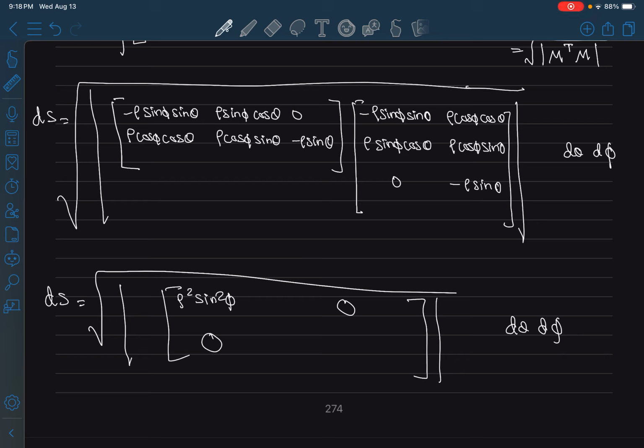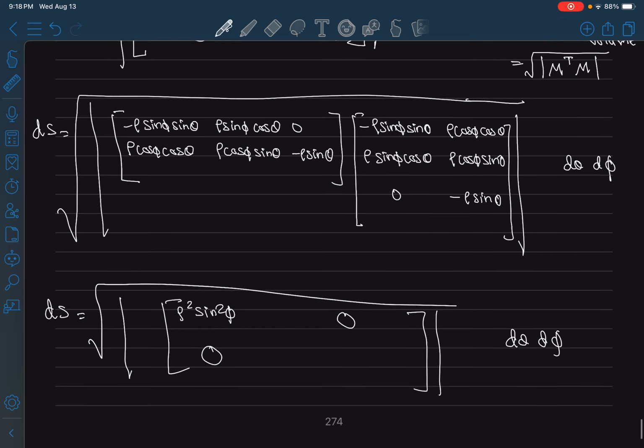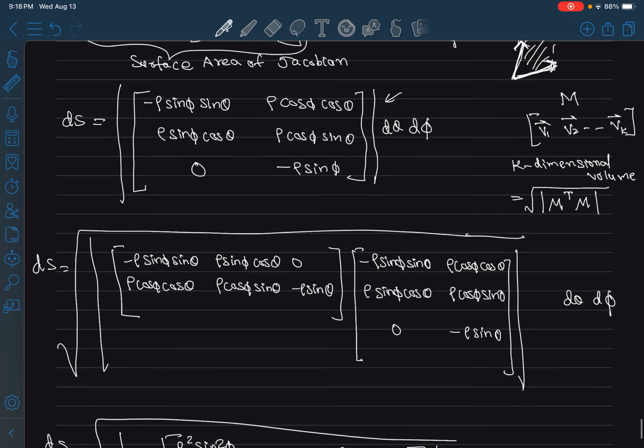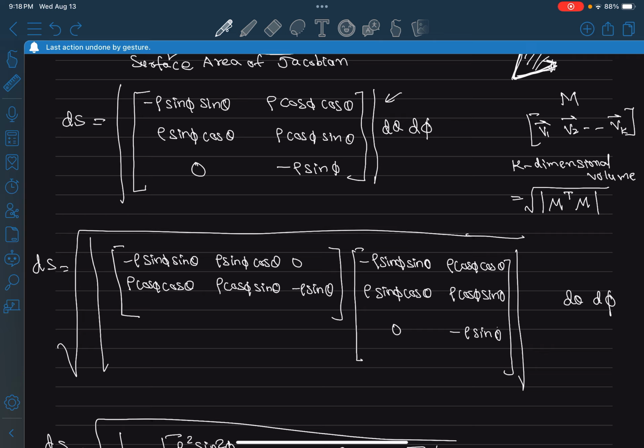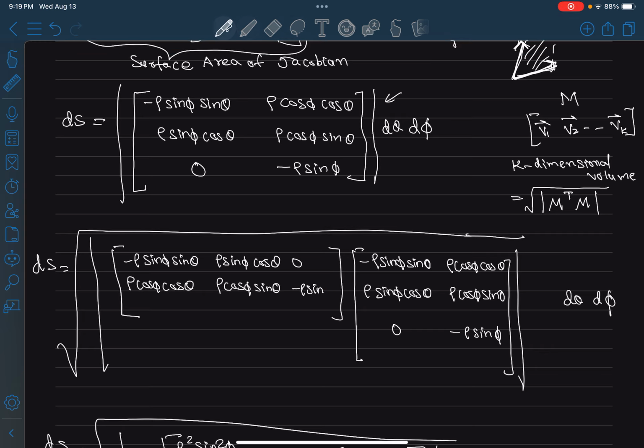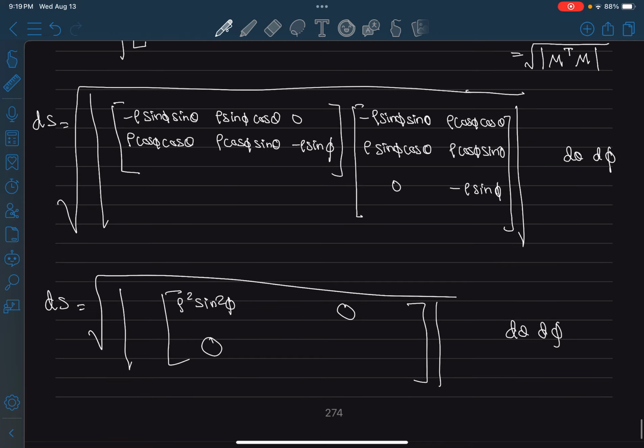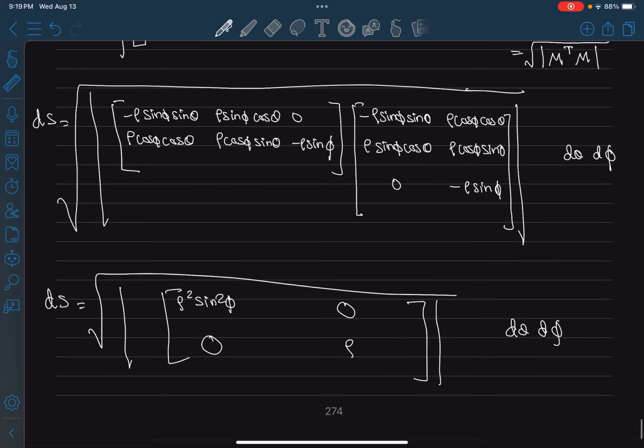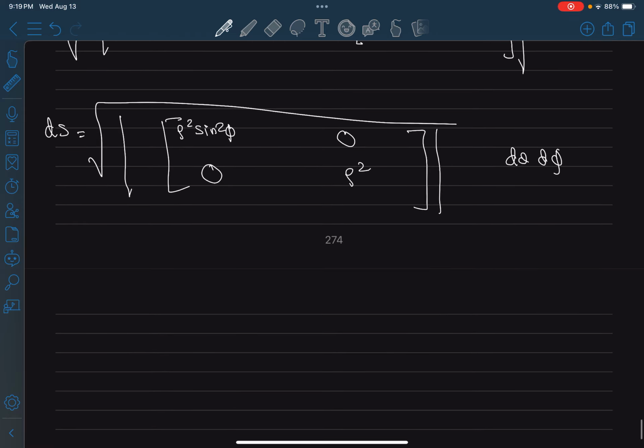Oh, wait. Let me do it again. Rho square cos square. Okay, I think this is sine phi. Okay, now it makes sense. Yeah, and if this is sine phi, this is also sine phi. And then in that case, this is rho square cos square phi plus rho square sine square phi, which is rho square. So see, I told you it won't be that bad.